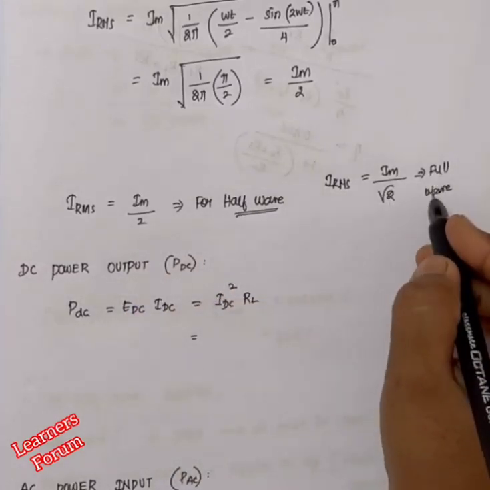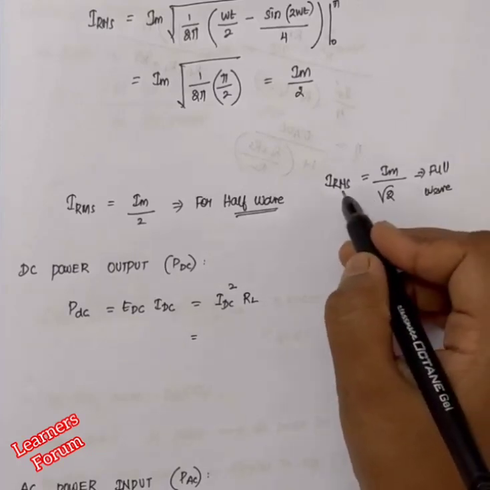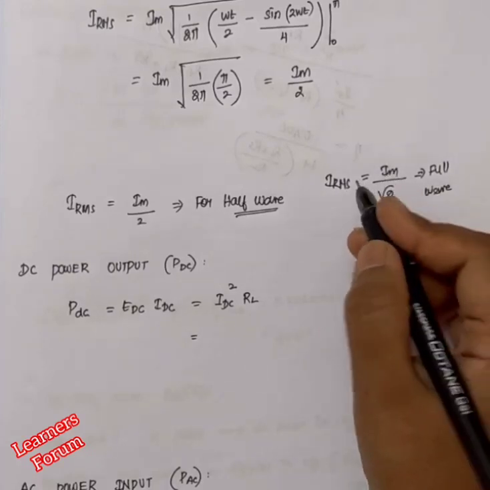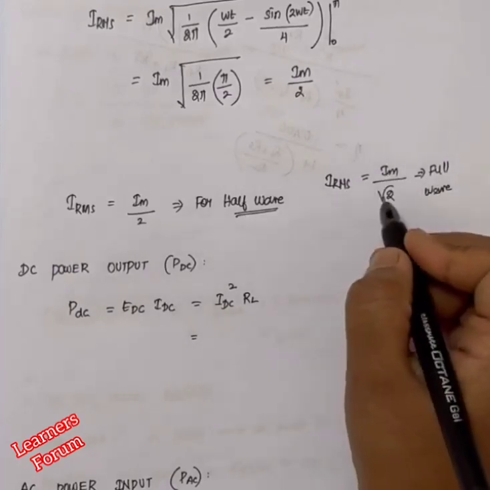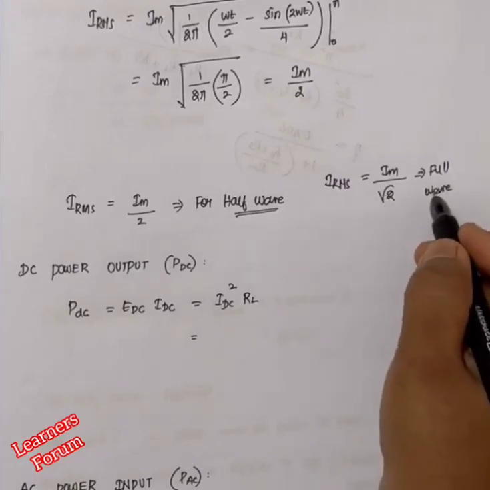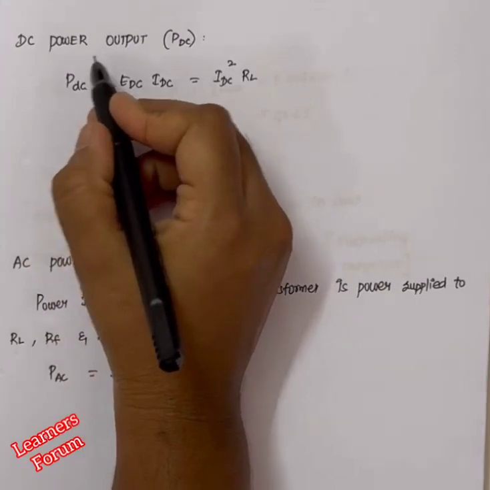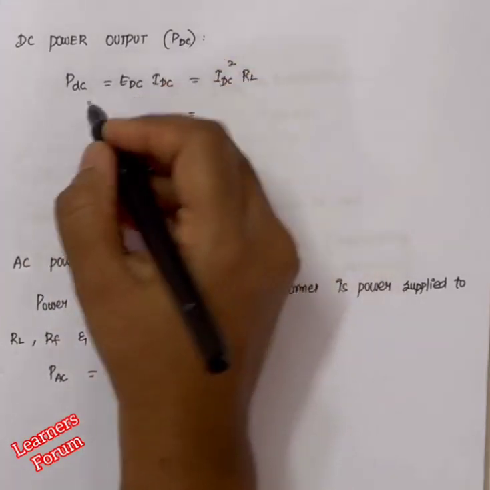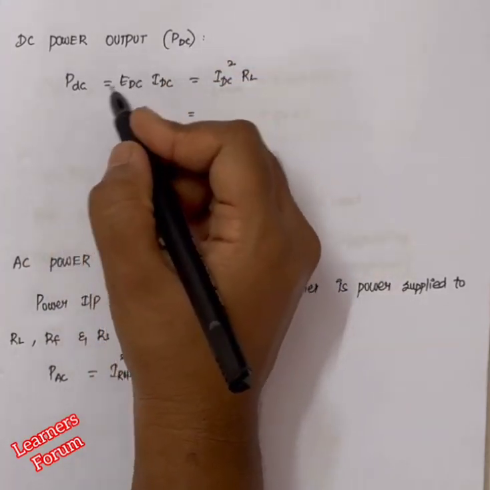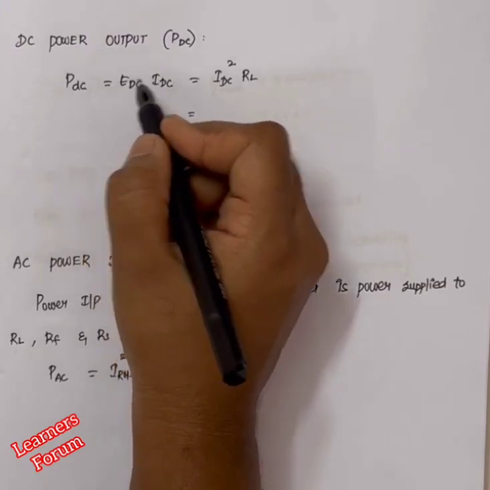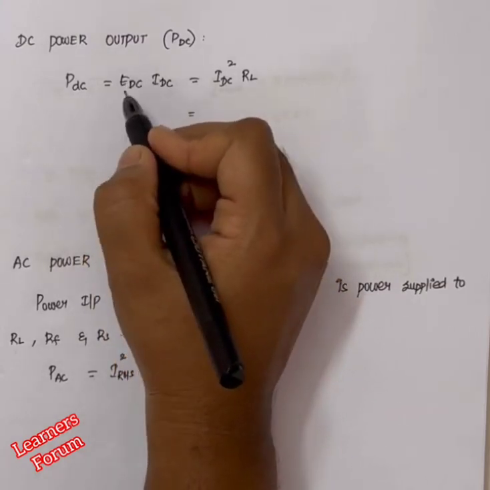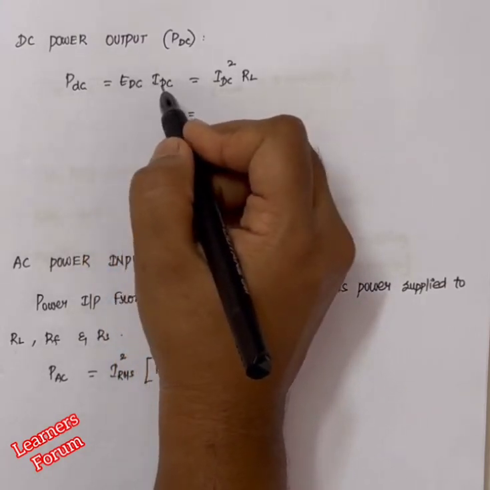When we see about the full wave rectifier, we will calculate the IRMS value again there also. But here I am just telling you to know the difference for half wave rectifier and full wave rectifier in terms of IRMS value. Next is DC power output PDC. Usually power is nothing but a product of voltage and current. So it is E into I. In terms of DC, it is EDC into IDC.